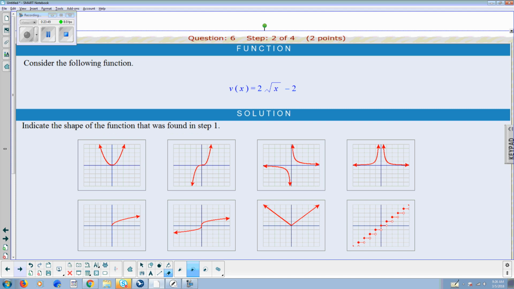Next part, it asks us for the shape of the graph. So we went through all these on the last one. What's the shape of this graph?